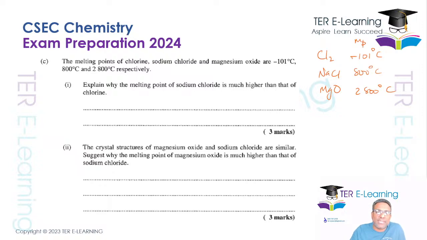Now the question says, explain why the melting point of sodium chloride is much higher than chlorine. Look at the marks. Why is the melting point of sodium chloride much higher than chlorine? You're not in my live class here, so I can't just say, hey, tell me the answer. So what do you all think is the answer for this? If you could write it.